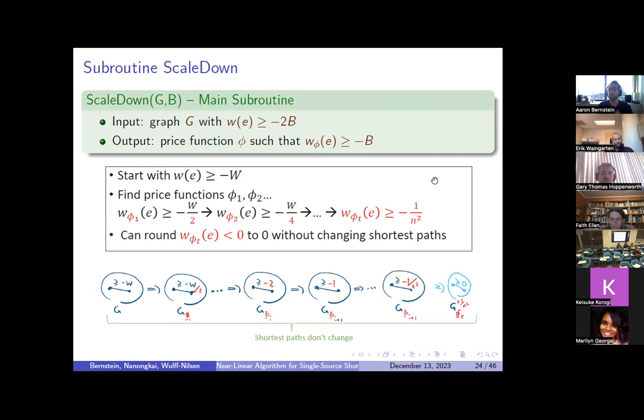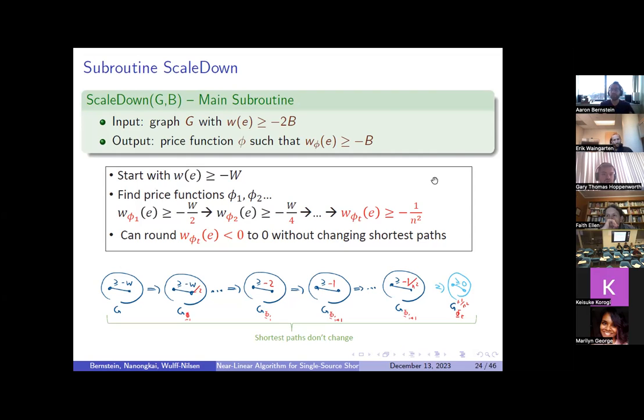All you do is you start with your arbitrary input graph where the most negative weight might be very negative, and you just repeatedly call this scaling routine. So the edges become less and less negative until eventually your most negative edge is barely negative. And you can show that at that point, you can just round these edges up to 0 and it won't influence your shortest path structure, because they're already so barely negative. It doesn't matter if you round them up to 0.